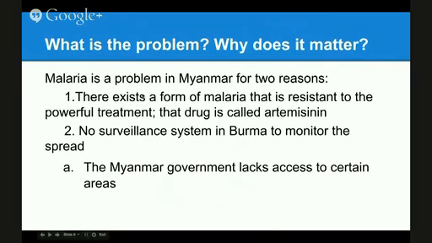So it's a problem in Myanmar for 2 reasons. This type of malaria is resistant to the most powerful treatment that's known, a drug called artemisinin. So commonly you'll see this listed as artemisinin-resistant malaria parasites. And the second reason that this is a problem, and there's need of our project in the region, is that there's no surveillance system in Burma or Myanmar to monitor the spread.